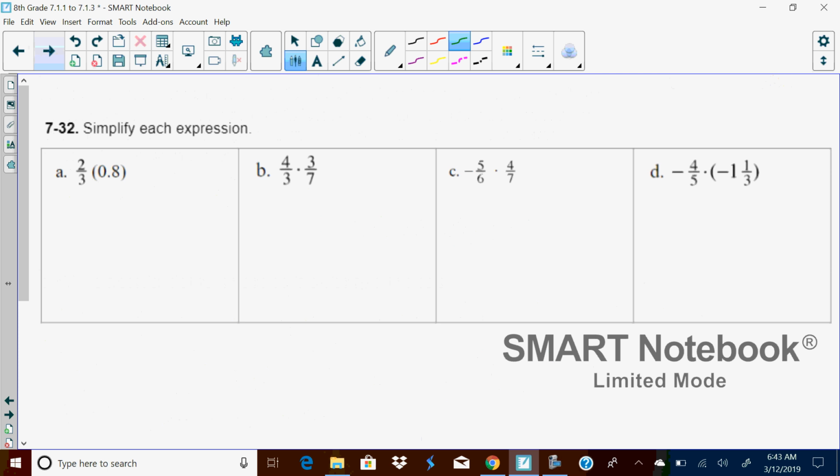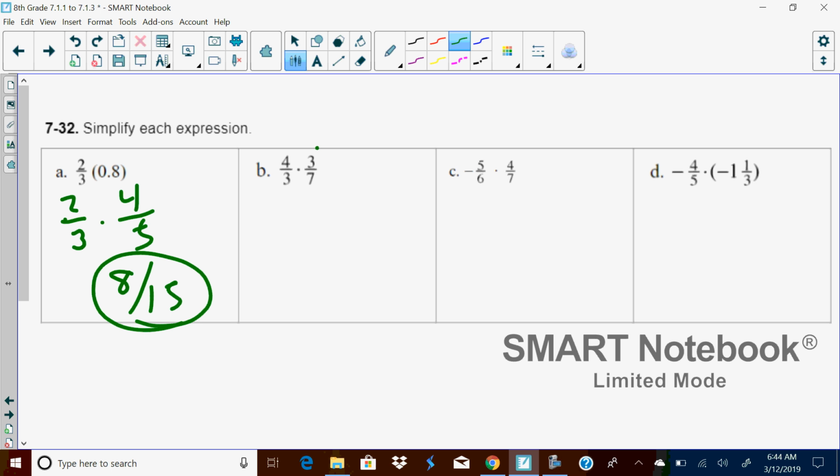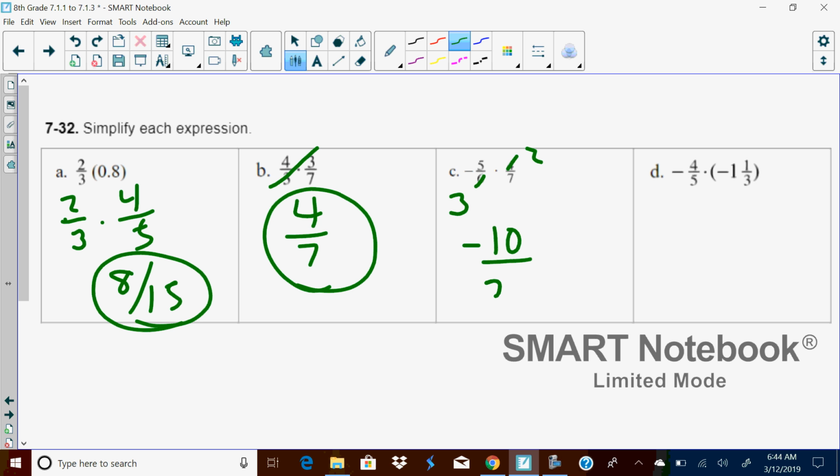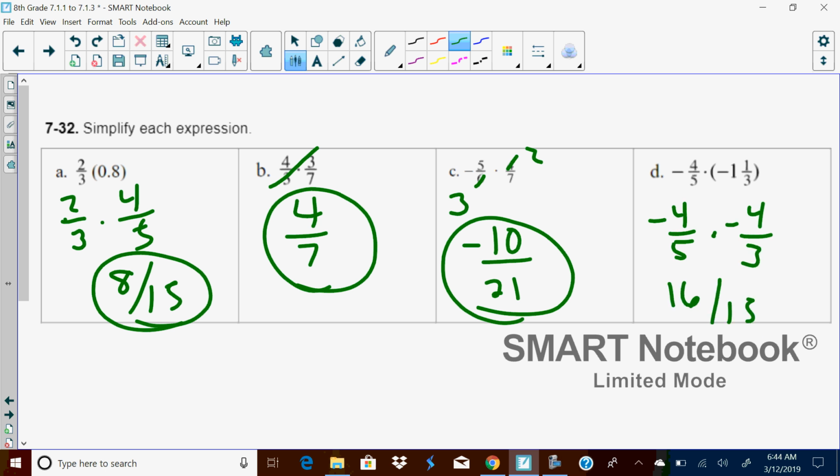Problem 32, simplify. So I did 2/3 times 0.8 into 4/5. So I get 8/15. For B, the 3's are going to cancel and I get 4/7. C, 4 and 6 will become 2 and 3. So I get negative 10 over 21. And D, I get negative 4/5 times negative 4/3. So I get positive 16 over 15.